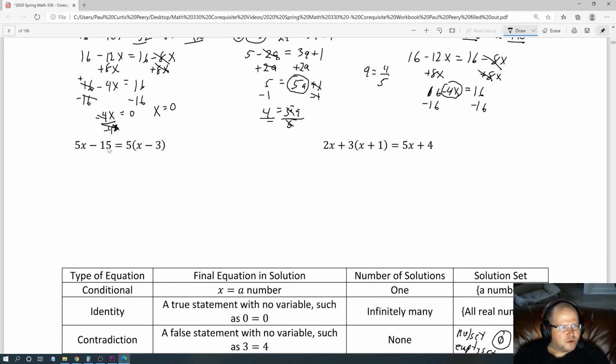All right, let's move on to this one. First we're going to distribute within 5x. Then we go 5 times negative 3 is negative 15. Over here we bring down 5x minus 15.